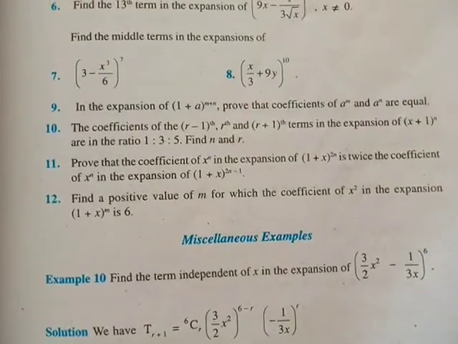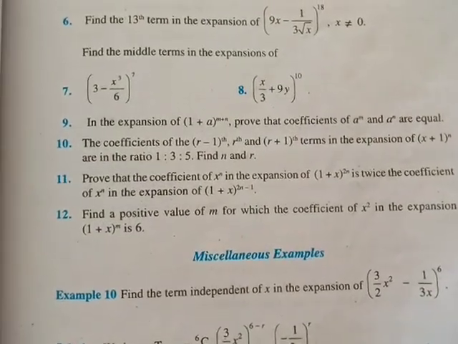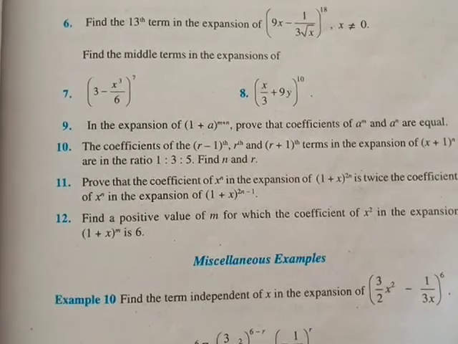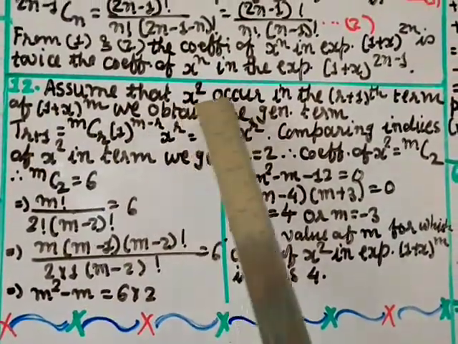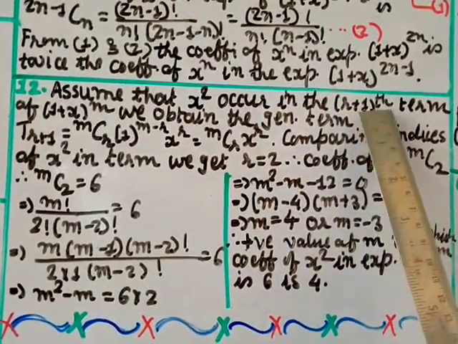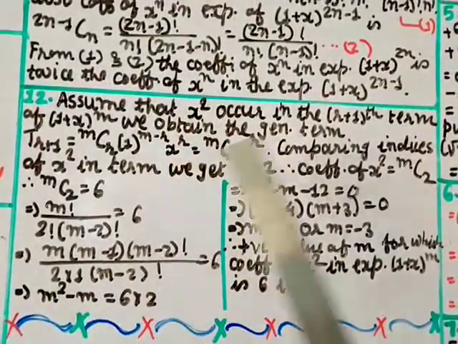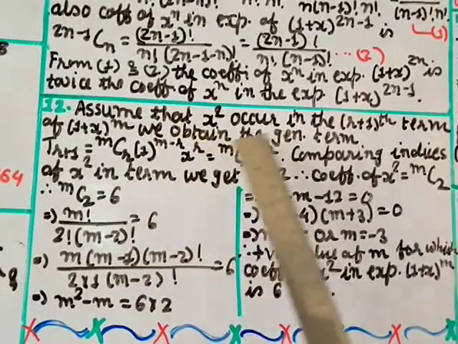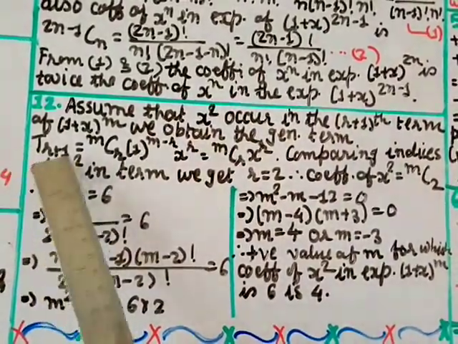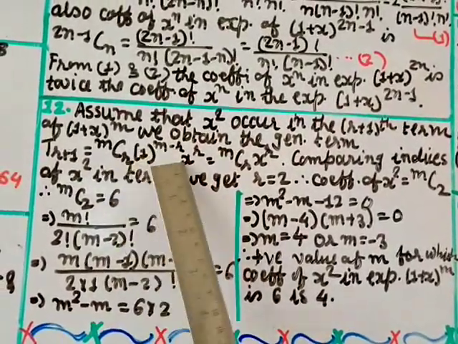Question number 12. Find a positive value of m for which the coefficient of x square in the expansion of (1 + x) power m is 6. Assume that x square occurs in the (r + 1)th term of (1 + x) power m. So we obtain the general term T(r + 1) equal to m C r, 1 power m minus r, into x power r, equal to m C r as it is. 1 power anything is 1, so here we get x power r.